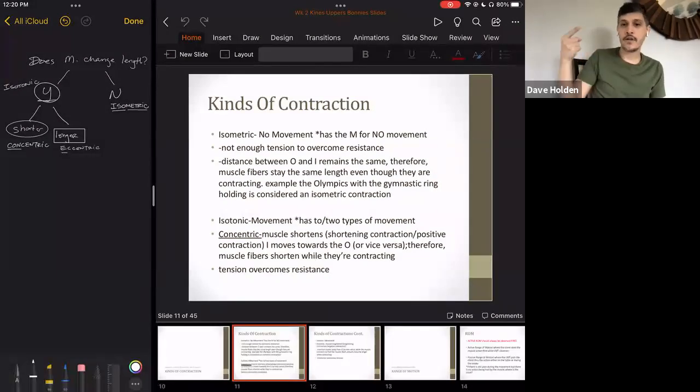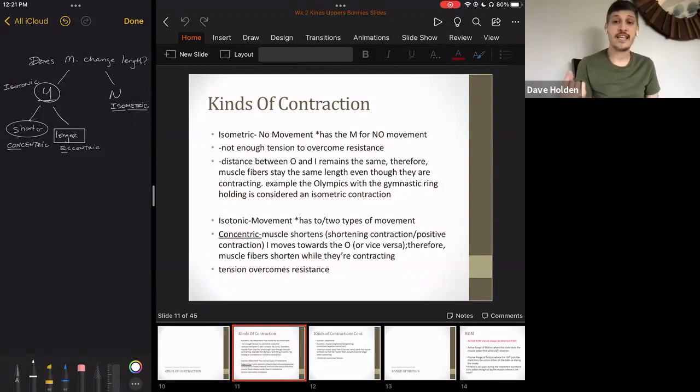Now, first kind of contraction, isometric. That is no movement, or what the word is telling you is same length. Isometric is same length or same measure. The muscle is the same length at rest and in contraction. The muscle did not change length.